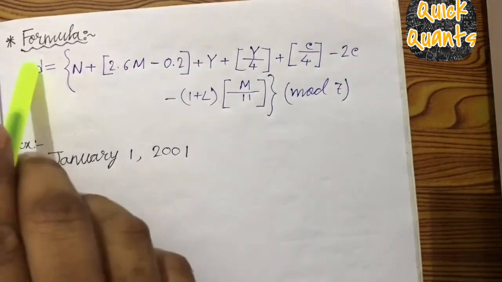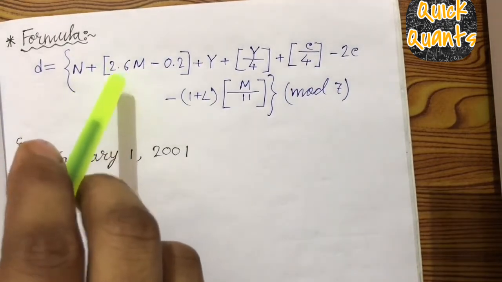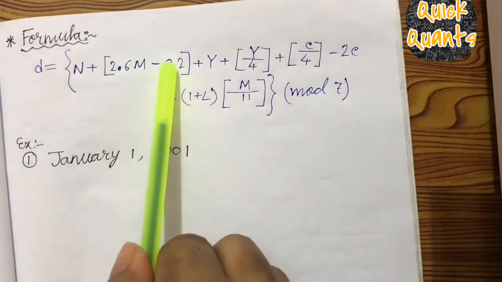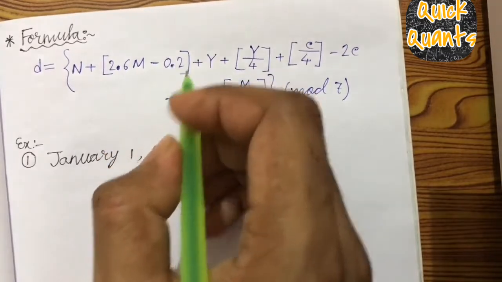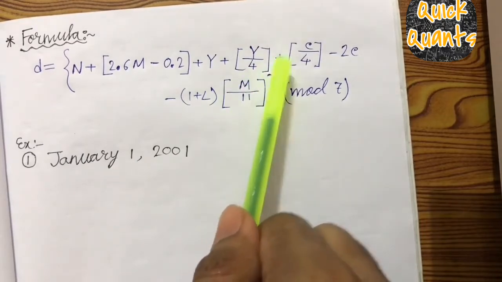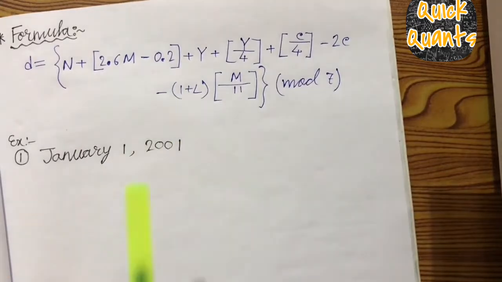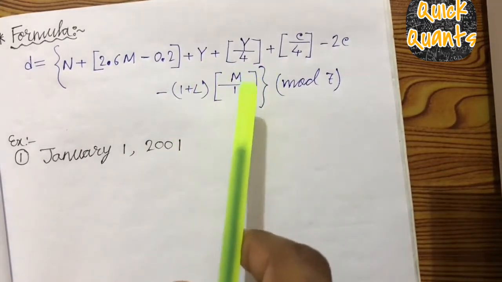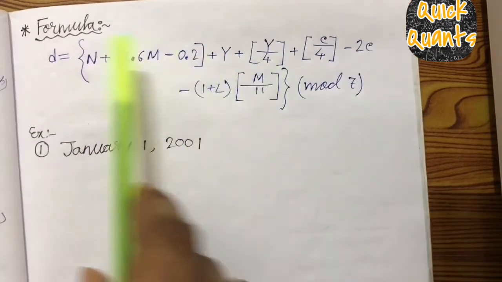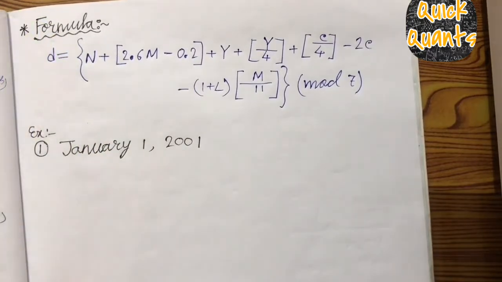The formula is D, or date, is equal to N plus floor of 2.6 times M minus 0.2, close floor, plus Y plus floor of Y by 4 plus floor of C by 4 minus 2 times C, plus L times floor of M by 11, mod 7. This is the formula by which we calculate the day of the week from a given date. So let's calculate some days.